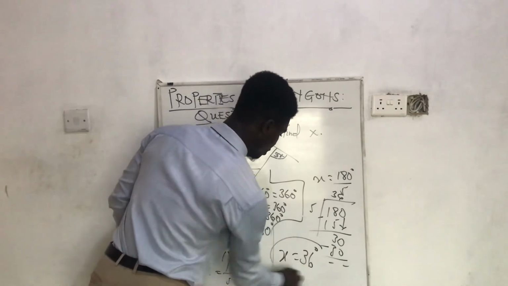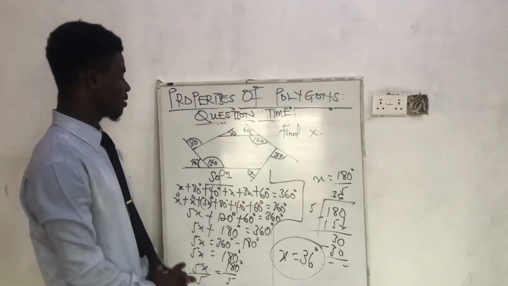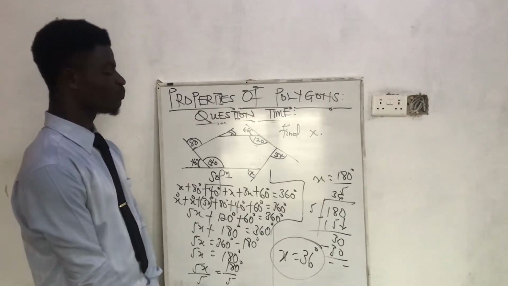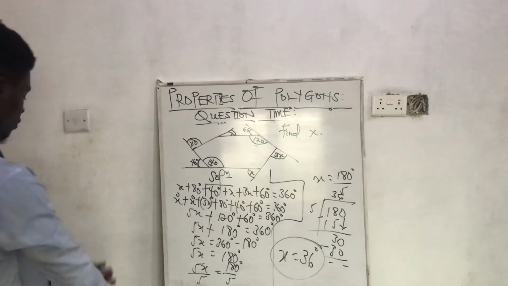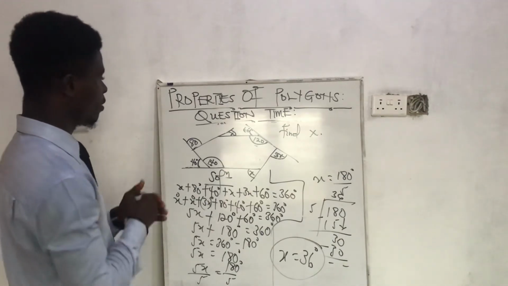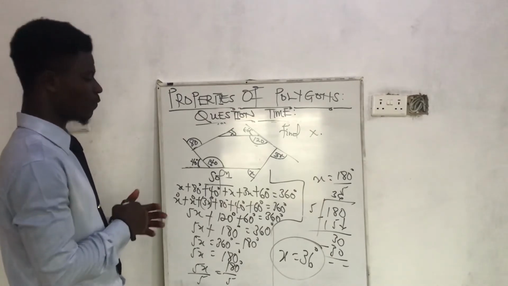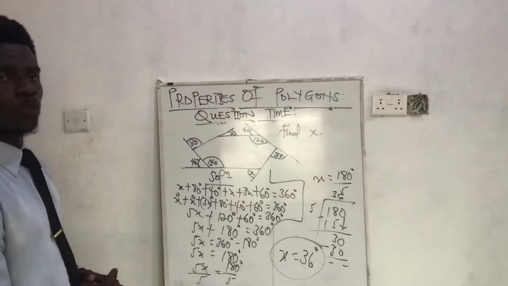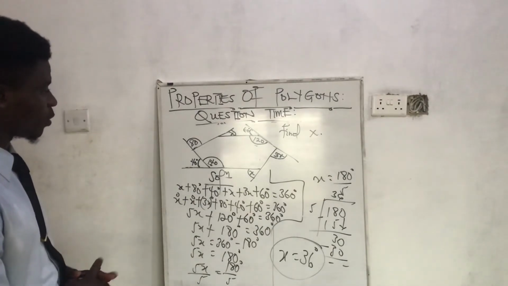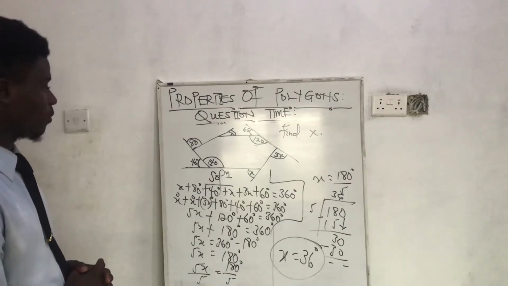So now it means that the value of x is what? 36 what? Degrees. So 36 degrees. So the value of x is 36 degrees. That's the value of x. Also, please understand this solution. You can watch it very, very carefully so that you get the concept very, very well.